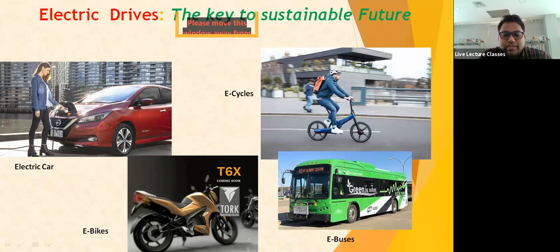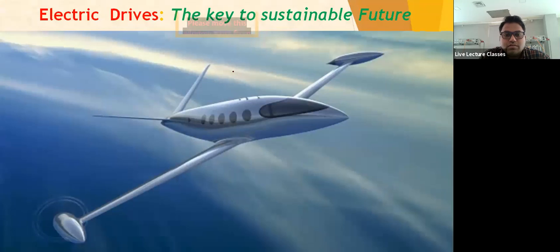So e-buses are there, which are already electric buses. And finally, you have the electric planes also nowadays. The drones, electric planes. Planes have also become electric. At least the drones have become electric, like quadcopters and so on. They're also electric, right? So ultimately, all the major sectors of transport are going to be all electric. At least all those four sectors of transport.